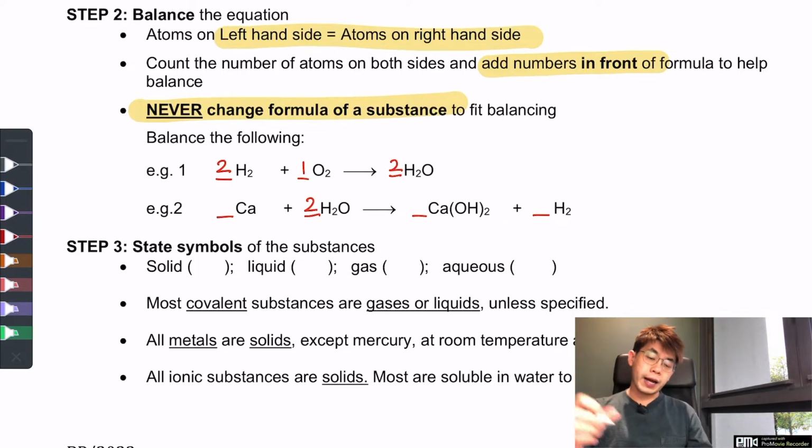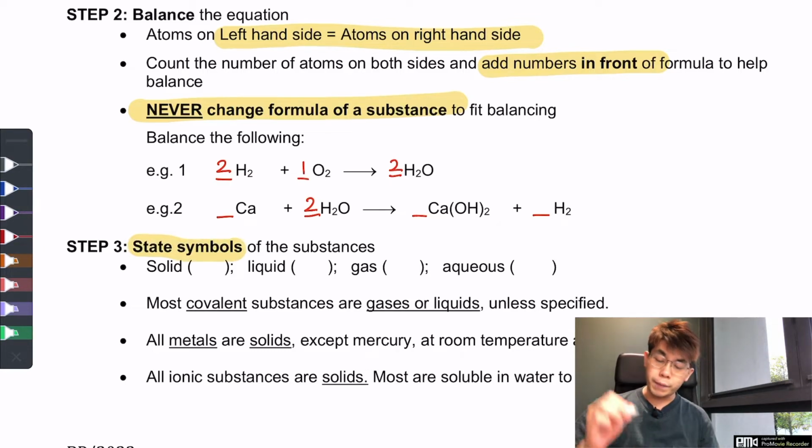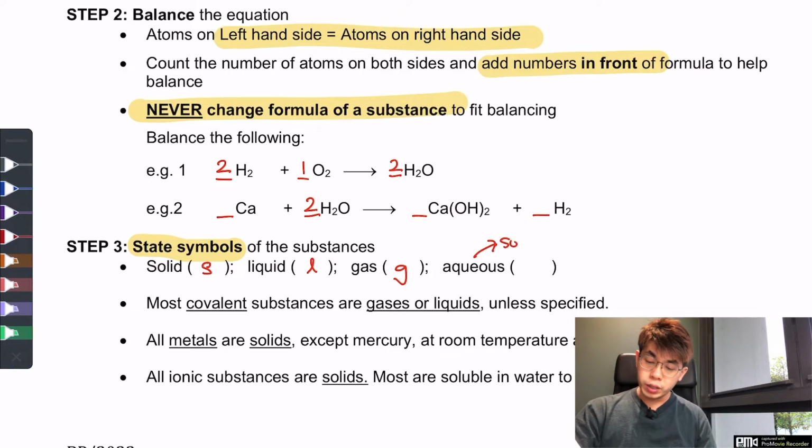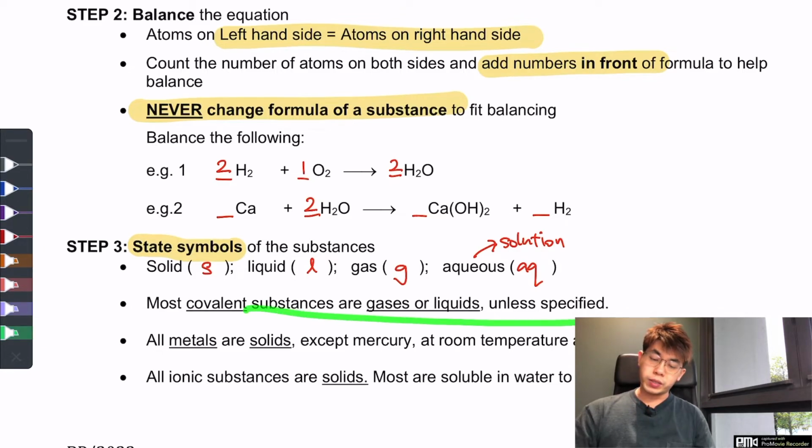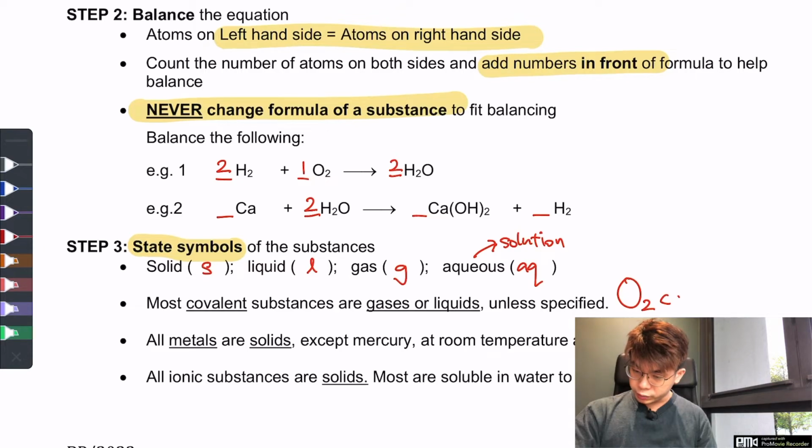Lastly, if they ask you to put in the state symbols, then you need to add a bracket and a symbol. Solid will be s, liquid will be l, gas will be g, all small letters, and aqueous, which means solution, will be aq. Most covalent substances are either gas or liquids. For example, this is how you write it: O2, and I write the g smaller, so there's oxygen gas.